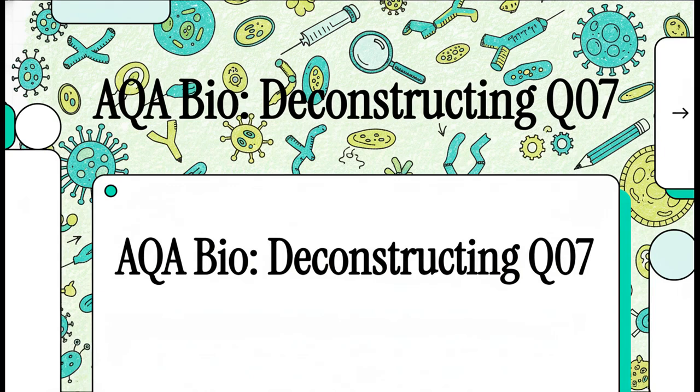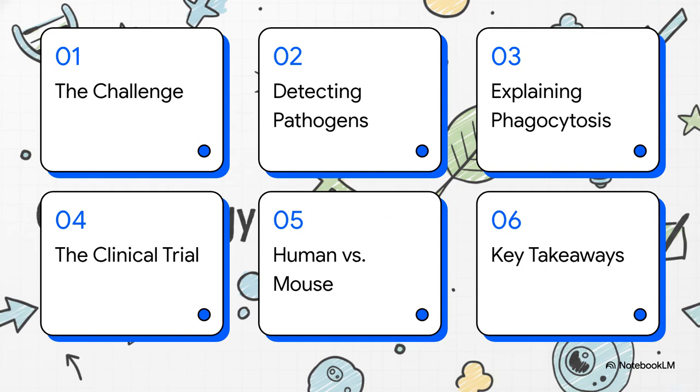Welcome to the Explainer. Today, we're going to break down a big one, a 12-mark question all about monoclonal antibodies from an AQA GCSE Biology paper. We're going to pull it apart piece by piece so you know exactly how to nail every single mark. So here's the plan. We'll look at the whole question, then we'll break down each part and see exactly what the mark scheme is looking for. And to finish, we'll pull out the key takeaways that'll help you crush these long questions in your own exam.